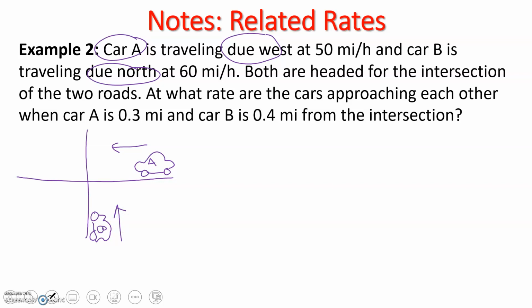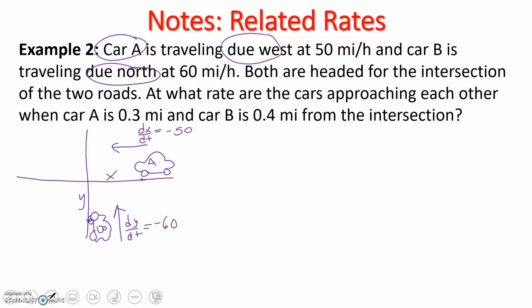Now we do know how fast they're going. We know car A, we're going to call this distance here from the intersection x, and this distance here from car B and the intersection y. So we're going to say dx/dt is decreasing by 50 miles an hour. So dx/dt is negative 50. And we're going to say dy/dt is also decreasing, so negative 60 miles an hour.